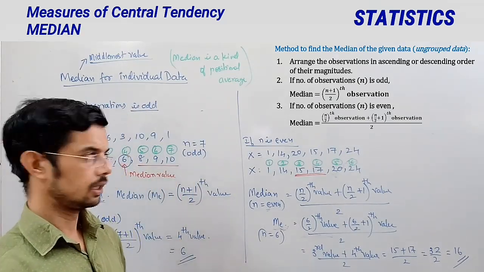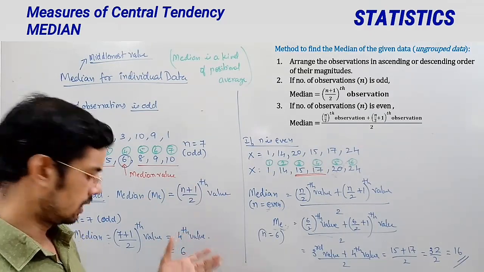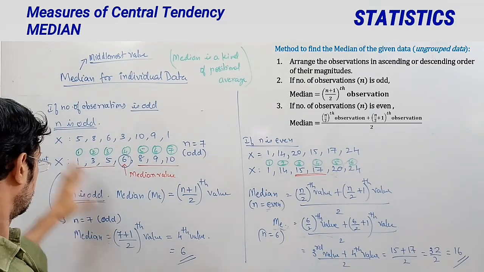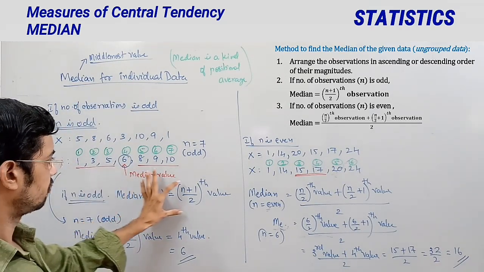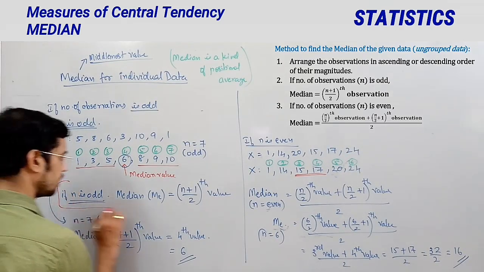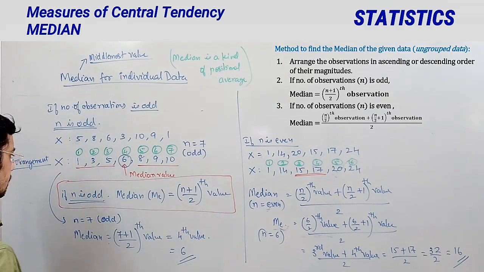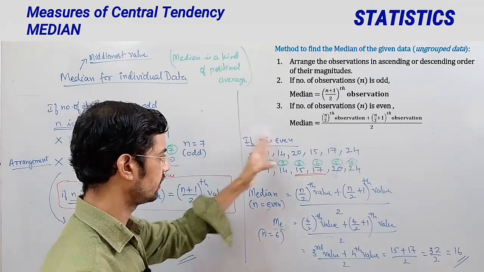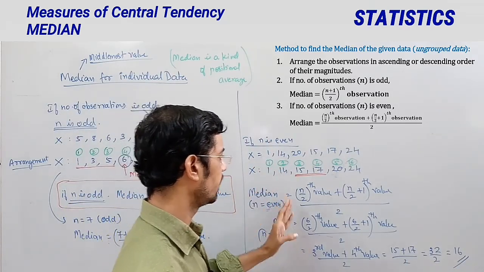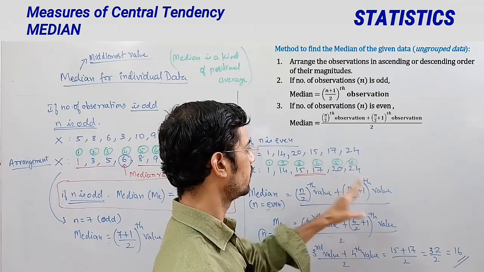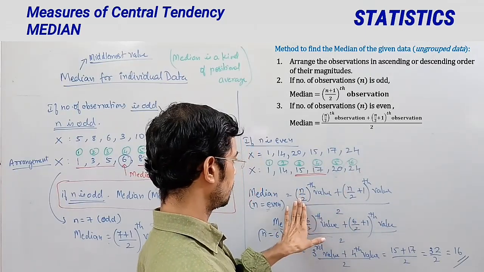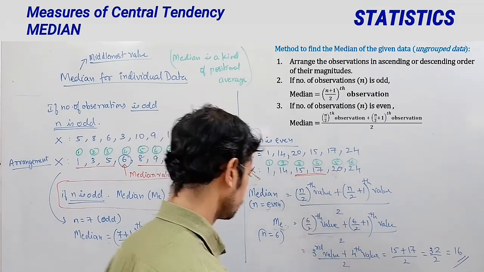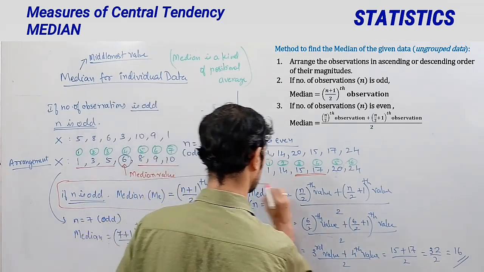So let us now discuss the different formulas for finding the median in case of individual data. In individual data, if n is odd, the median will be obtained by the n plus 1 by 2th value. And if n is even, the median will be given by the n by 2th value plus the n by 2 plus 1th value, divided by 2. So here in this case we have 16. So note down these formulas.